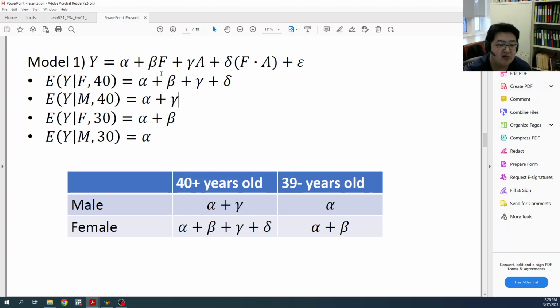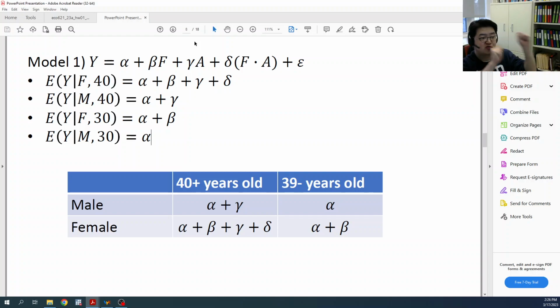Similarly, female 30 years old. This is 0. This is 0. So alpha plus beta. Male 30 years old, we'll have all zeros, 0, 0, 0, 0. So simply alpha. Okay?